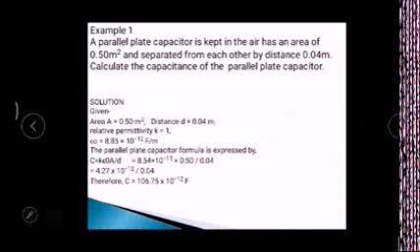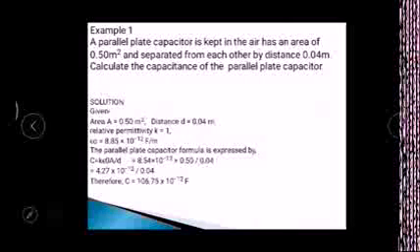And by knowing these things and concepts, we can solve many problems related to the capacitor. So we can discuss some examples here. Our first example is that a parallel plate capacitor is kept in the air, has an area of 0.5 meter square and is separated by a distance of 0.04 meter. Calculate the capacitance of the parallel plate capacitor.